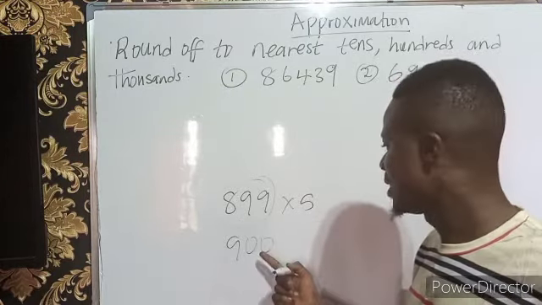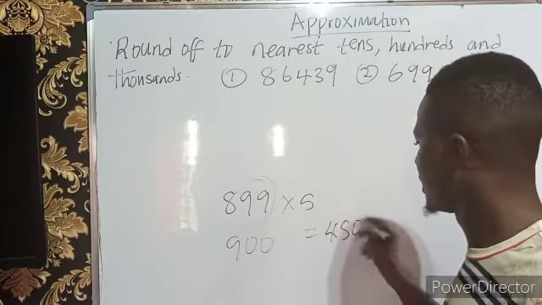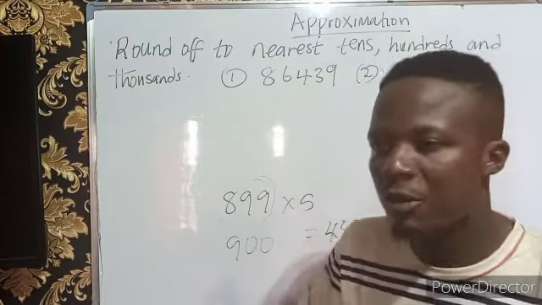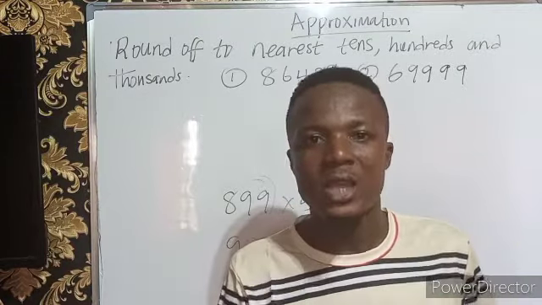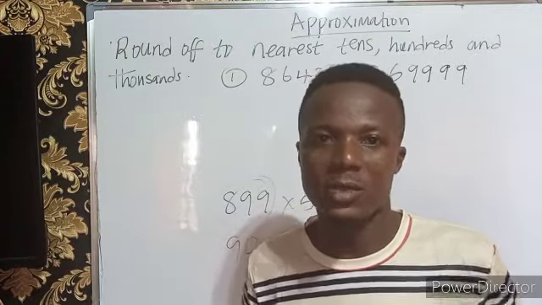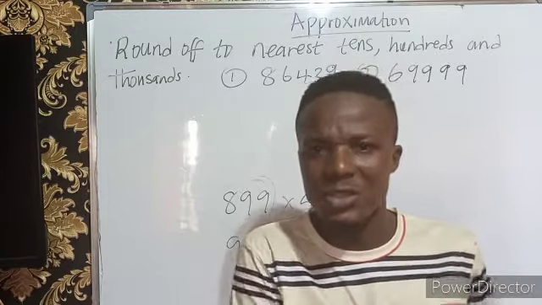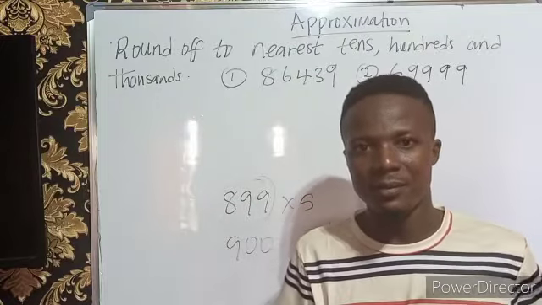Okay, so you can easily multiply 900 by 5 to get 4,500. I think it's better this way. So sometimes you can have recurring decimals that are too boring to work with. You can actually put them to a value that you can easily work on. Okay, so you can now see that approximation is just a value that is nearly but not exactly the same.